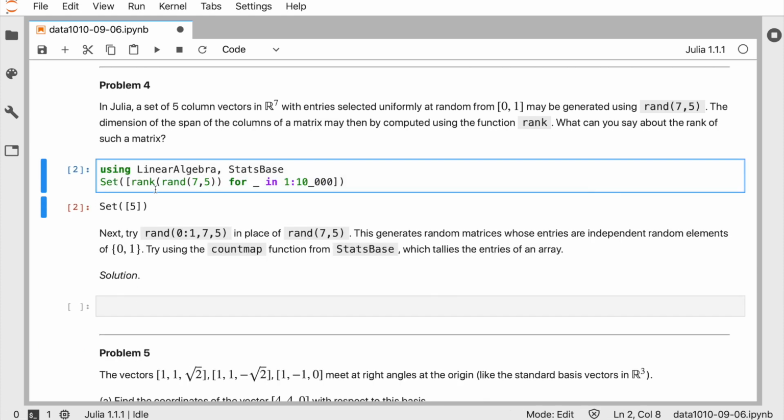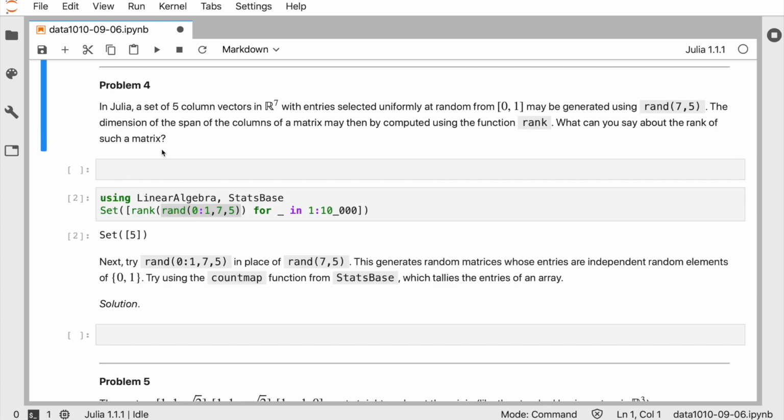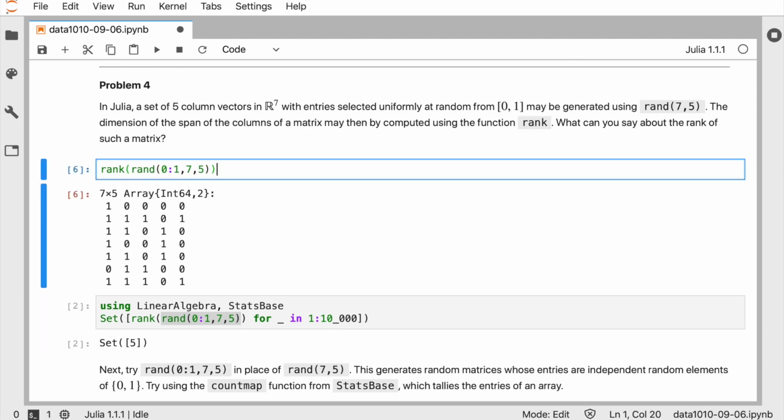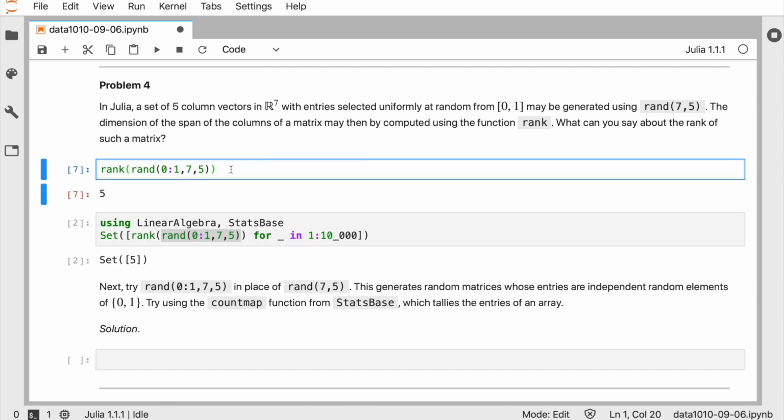So what we can do to make this a little more interesting is use integer valued random variables. So if we make the random entries zeros and ones, then now there's some chance of getting exactly the same vector again, or some other vector that's a sum of some vectors that come before. There's still a good chance that it's going to be full rank. In this case, it is rank 5.